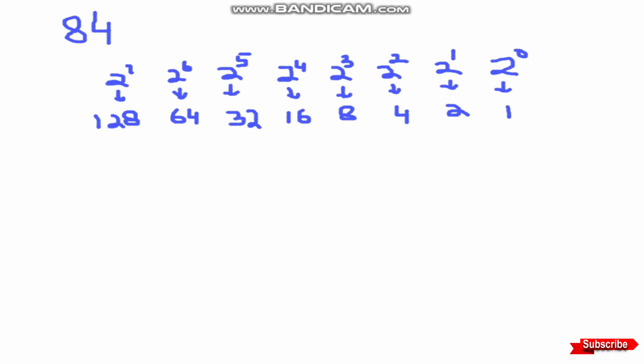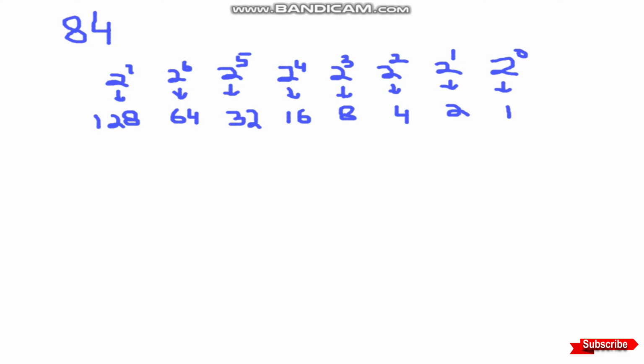Now I'll teach you the second method by using powers of 2. As you can see, I've already written these powers and their values. I have used powers up to 2 power 7 and their values. What we'll do is find the number that is equal to or less than our question number. Like we have this 84. So we'll have to find the number here that is equal to 84 or less than 84.